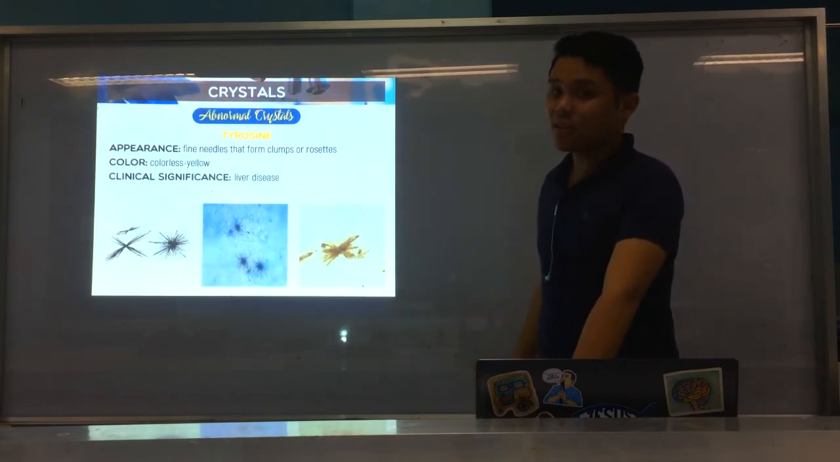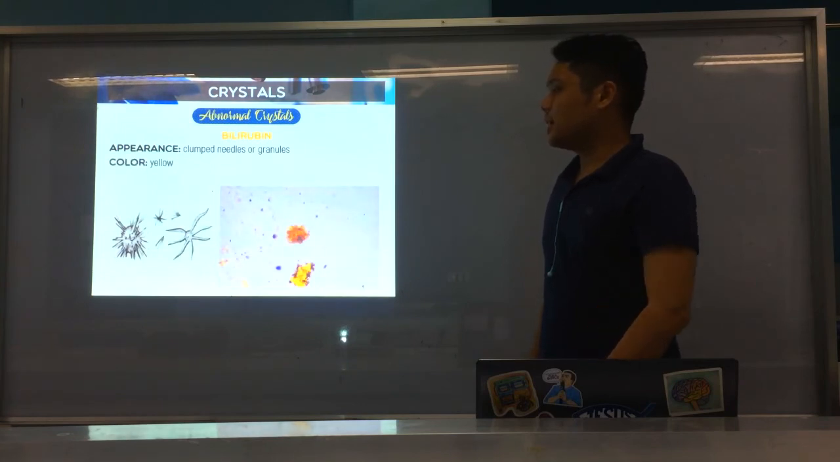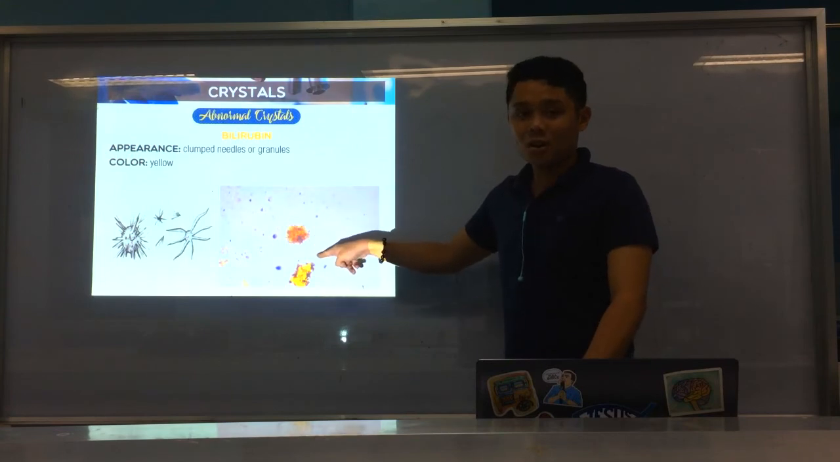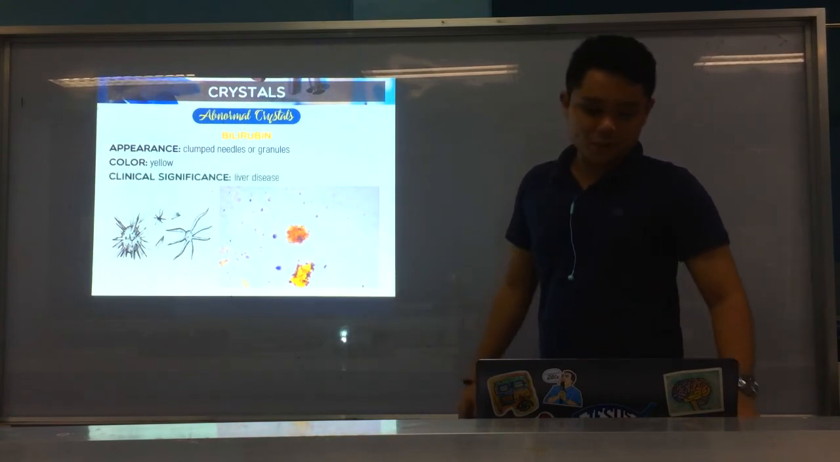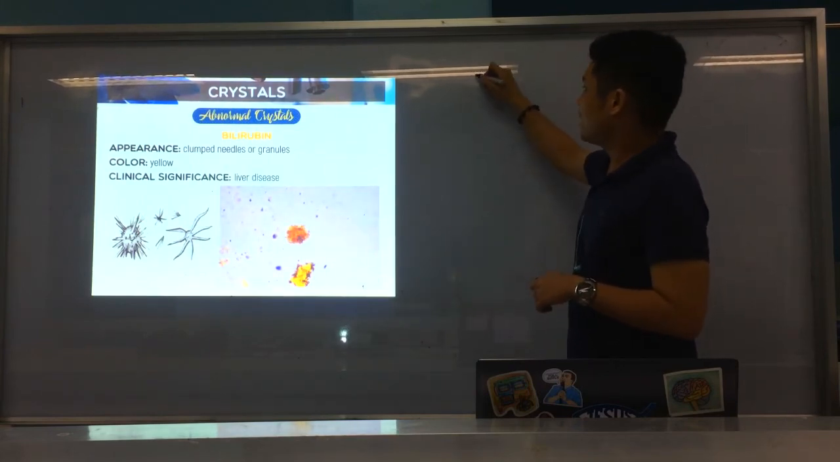All right? And the last crystal for liver disease is, of course, your bilirubin. Still the same clump needles or granules. As you can see, parang sea urchin siya, pero ang color lang niya is really yellow. Okay? And makita siya sa liver disease. So, ang mga crystals under liver disease, you have BLT.